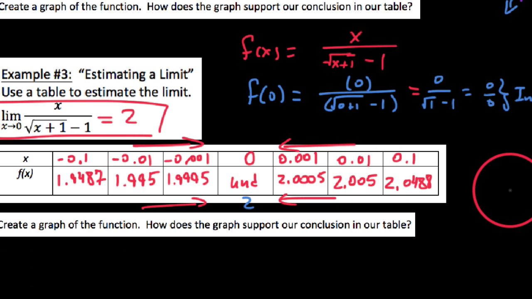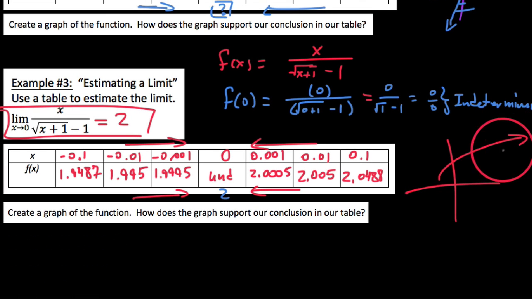But what we can see with this is that our graph, even though it has a hole right here, as our x values are getting really, really close to 0, our y values are getting really, really close to that y value right there. And so the limit here is equal to 2, and our graph supports this because we can see that from both sides of an x value of 0, our y values are approaching a single y value that we're calling our limit. Cheers.